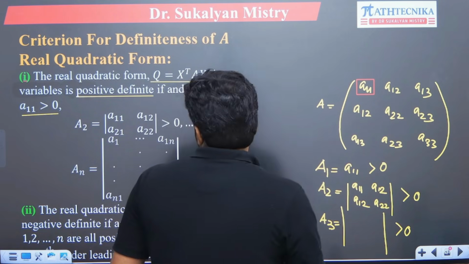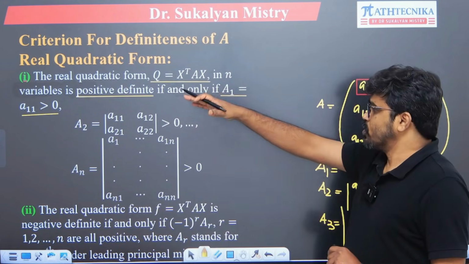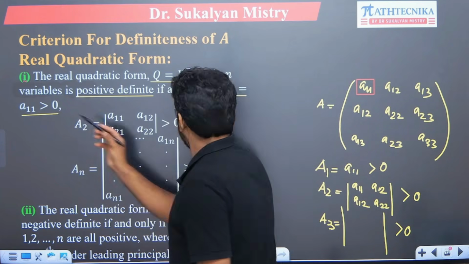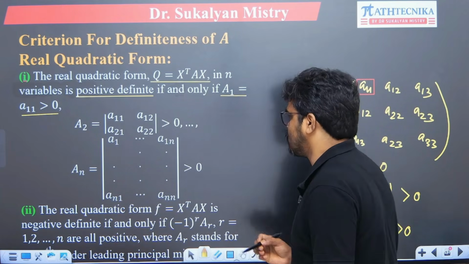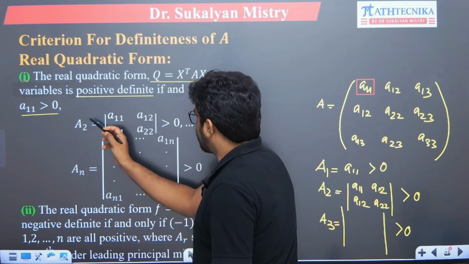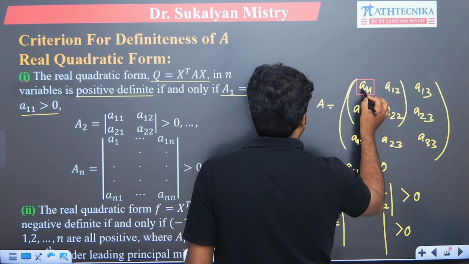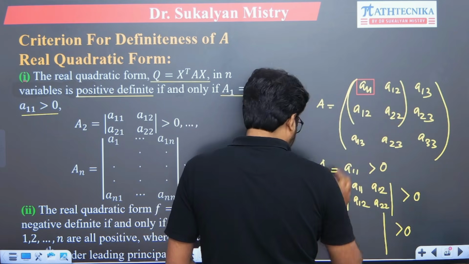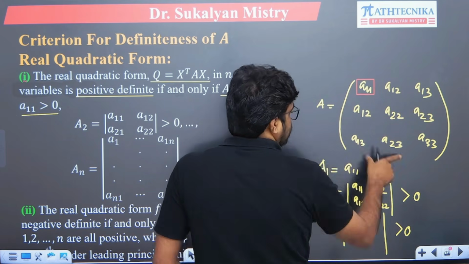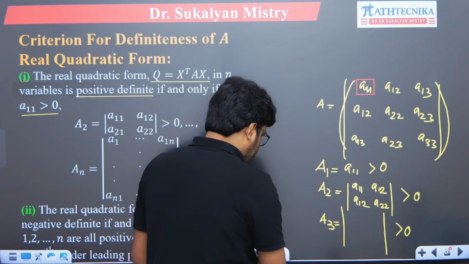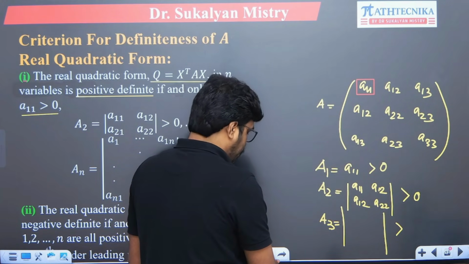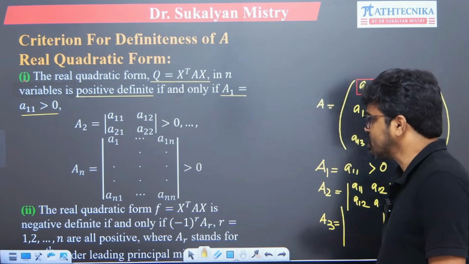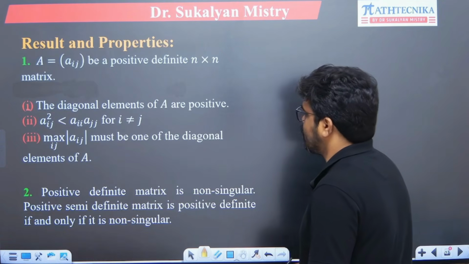Getting my point? A real quadratic form Q in n variables is said to be positive definite if A1, that is this position, A11, is greater than 0. A2, that means the determinant of a11, a12, a21, a22, is positive, and A3, the determinant of the full matrix, is positive, then it is said to be positive definite. Okay, so let us consider an example.